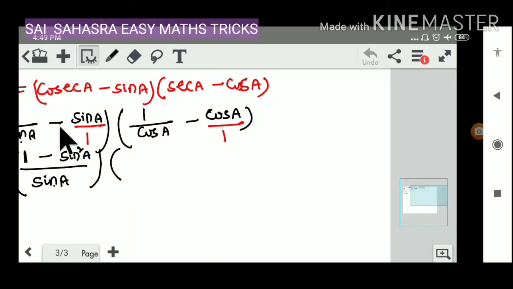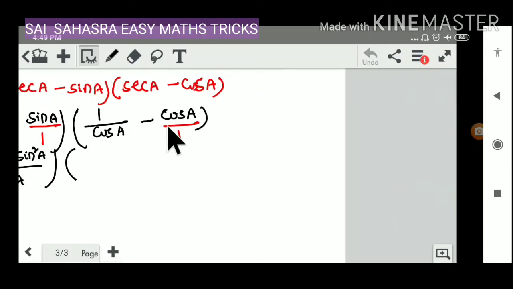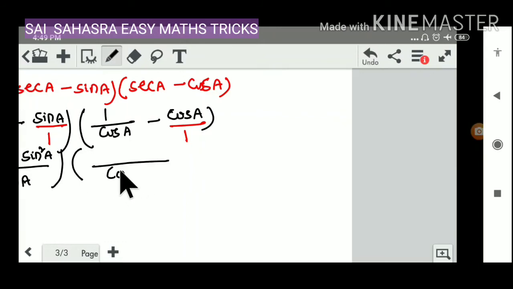Here we have 1 by cos a minus cos a by 1. In between the fractions, if we have plus symbol or minus symbol, we have to take the LCM of denominators. So cos a and 1, LCM is cos a only. Cos a remains cos a, there is no change. So no change in the numerator, 1 only, minus cos a multiplied with the cos a, cos a into cos a, cos square a.